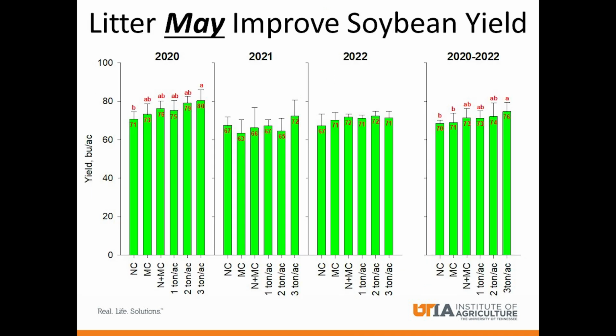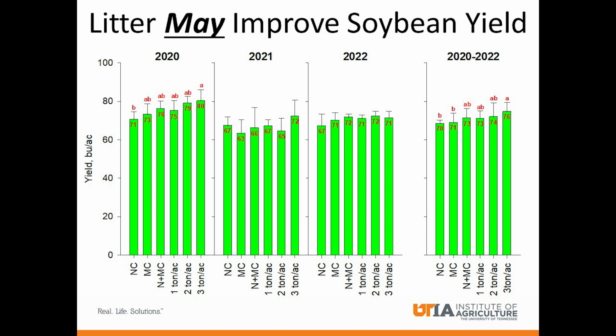This is the yield, which is critical. Sometimes when we use litter as a direct fertilizer on soybeans, we see improved yields. We don't see it every year, but in 2020 at Milan in Tennessee, the negative control yield was 71, the 3-ton rate was 80, and the 2-ton rate was 79. The 80 is statistically higher than the negative control.